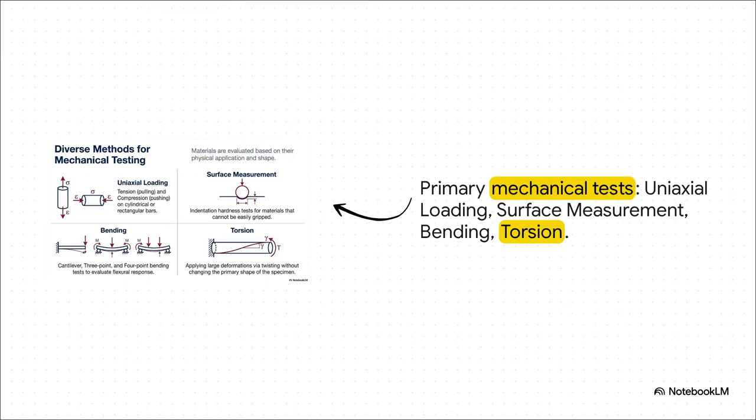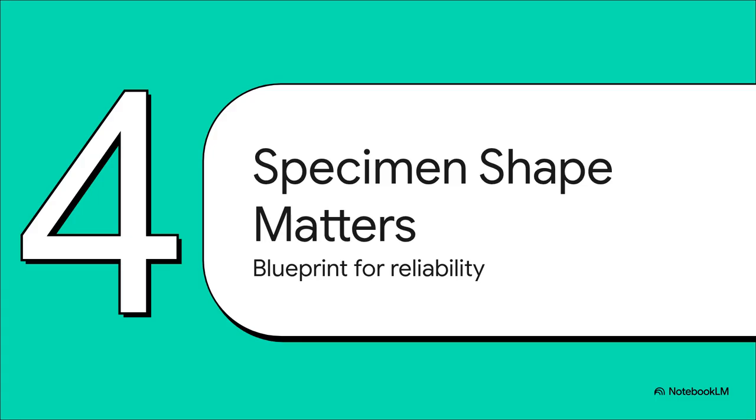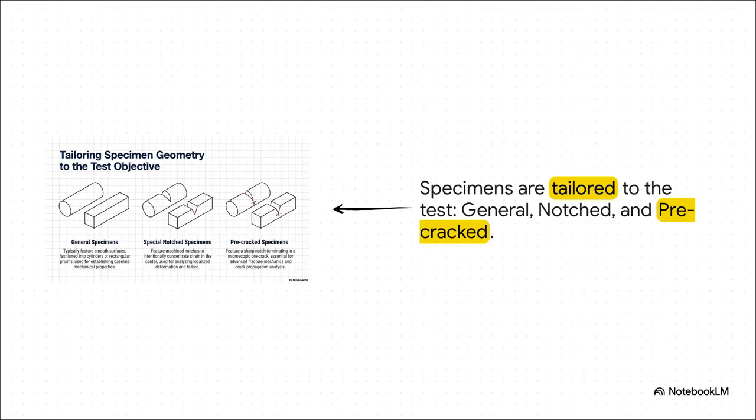Each one of these tests tells us something unique about the material's personality. Now, to make sure the results we get from all this pulling and twisting are actually useful, there's something that's way more important than you might think: the exact shape of the piece of material we're testing. Yeah, we don't just grab any old chunk of metal. These test specimens are precisely engineered for a reason.